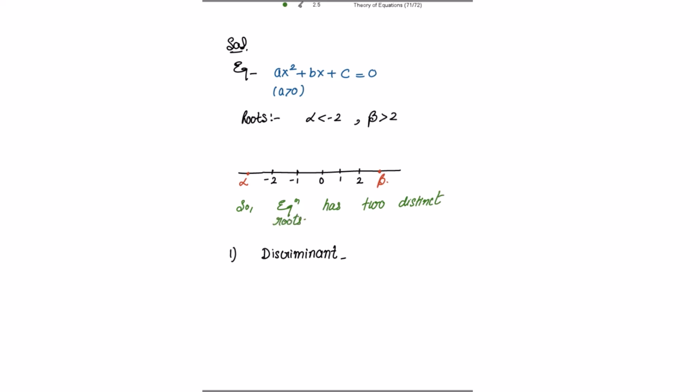If the equation is having two distinct roots, what can you say about the discriminant then? For two distinct roots, discriminant is always, yes, strictly positive, right? So discriminant is positive. That is, what is discriminant? It is b square minus 4ac. This is strictly positive. Reason? Alpha and beta are distinct roots.